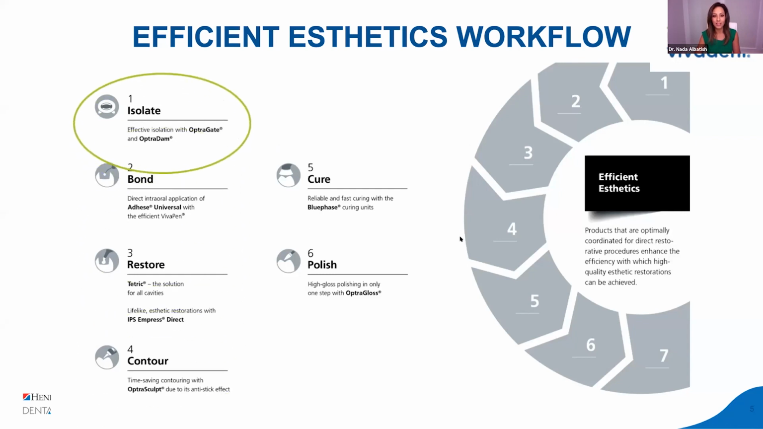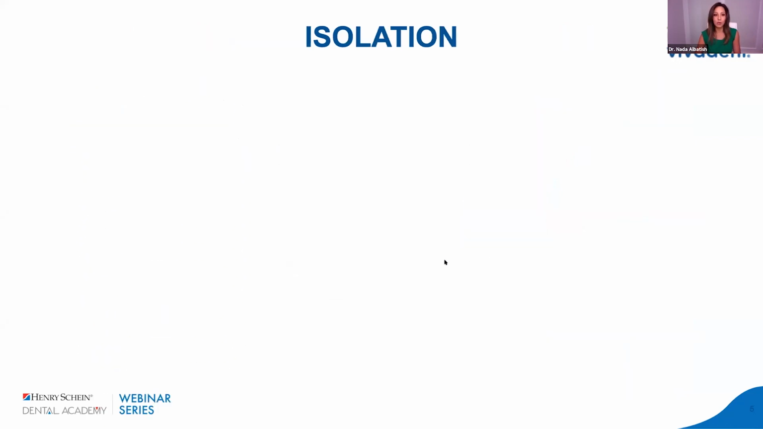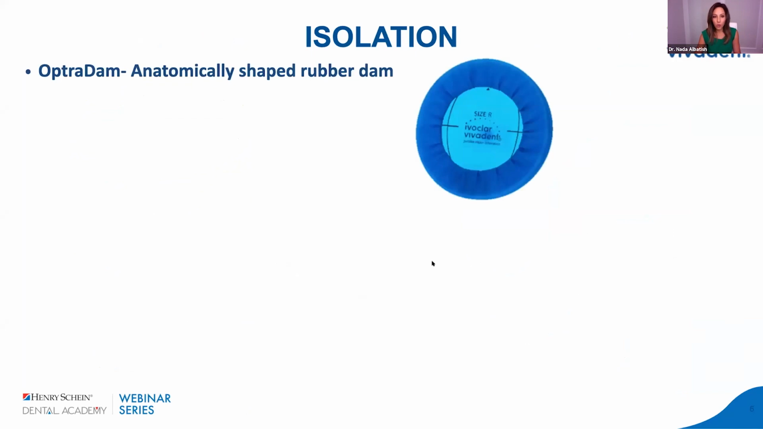We're going to start with isolation. So very simply, of course, the simplest way we learn to isolate, that a lot of people stop doing after they graduate, is using a rubber dam. And one of the reasons a lot of people stop doing it is because it slows you down, right?